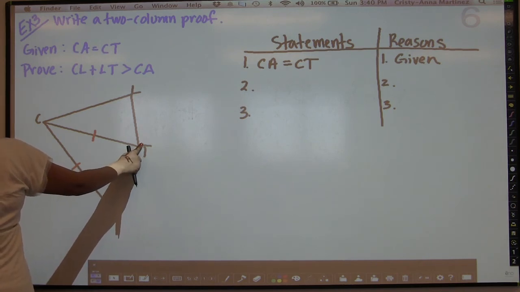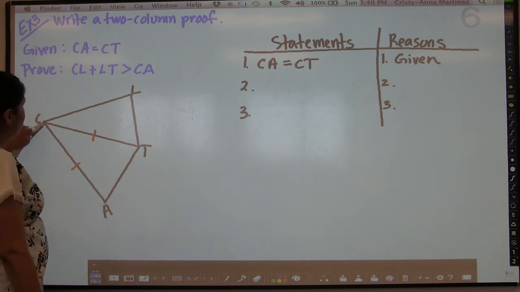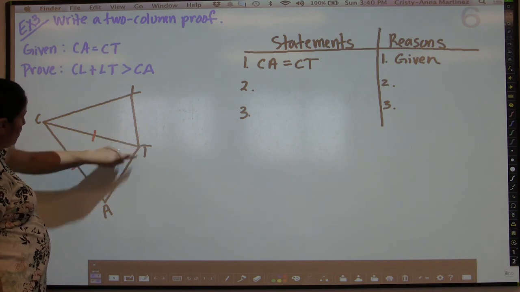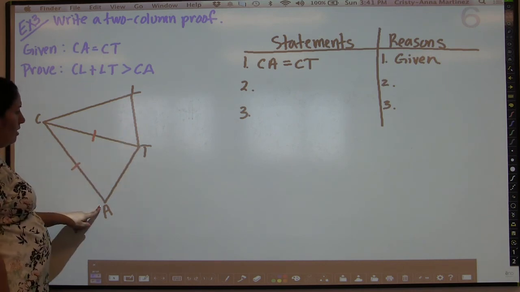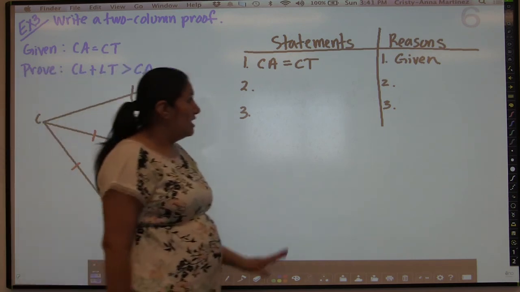will that distance be greater than a nonstop flight that just goes straight from Colorado Springs to Abilene, Texas. Okay, so they want us to prove that going from CL and LT, that distance is larger than going straight from C to A, even though we know these two are the same. So the proof is actually fairly simple, and we're going to get started over here.